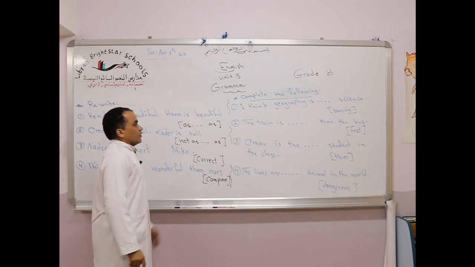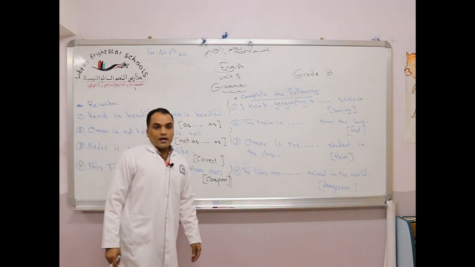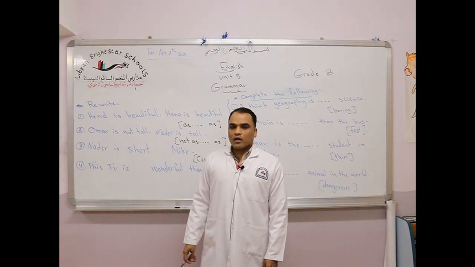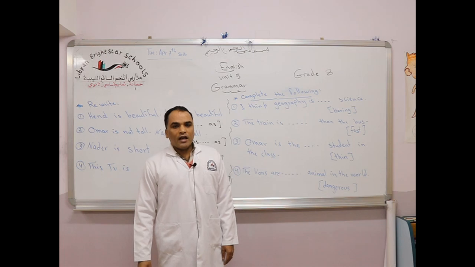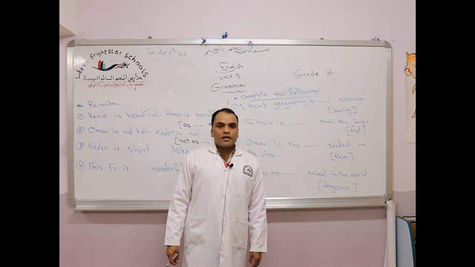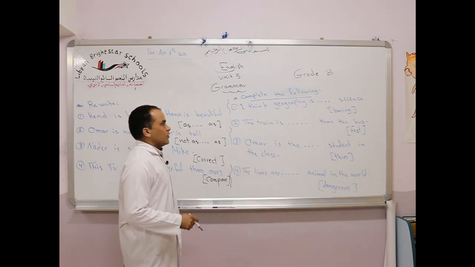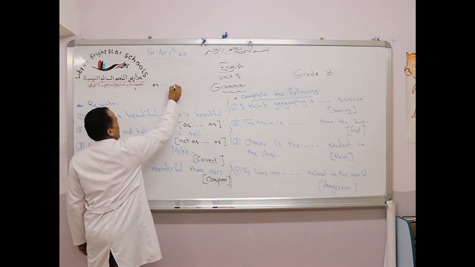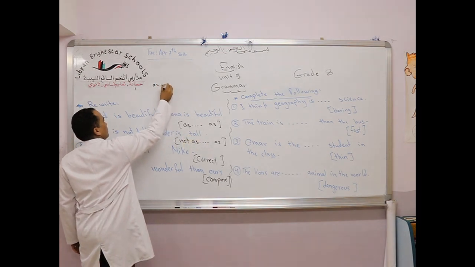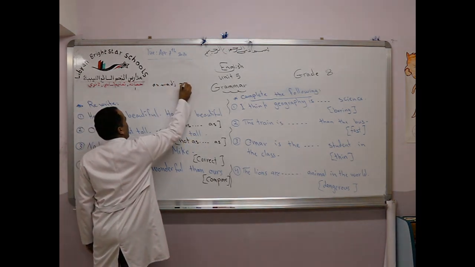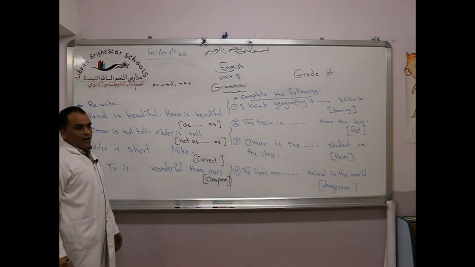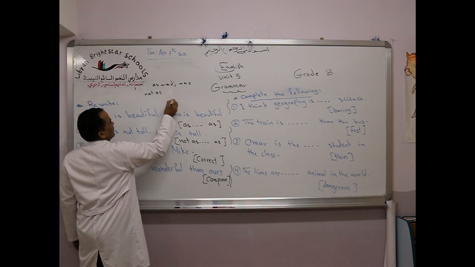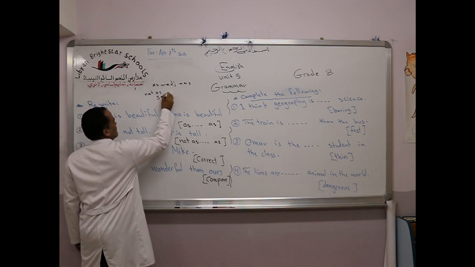Unit 5, grammar. Last lesson, I explained two types of comparison. The first one was the positive degree. And we have known that in the positive degree, people equally share the same attributes. The form as plus adjective plus as is used. In the negative form, not as or not so plus adjective plus as is used.